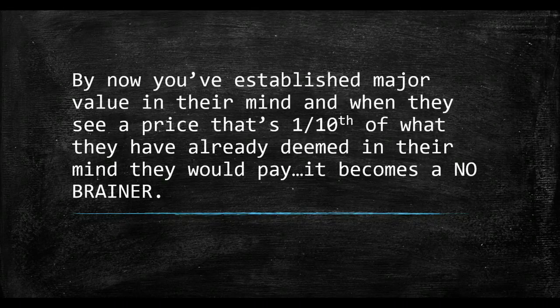So by now you've established major value in their mind, and when they see that the price is 1/10 of what they've already deemed in their mind that they would pay, it becomes a no-brainer. So when they've already seen, okay, this is worth $300, yeah, that's pretty right, I would pay 300 bucks, I could see how that would have cost me 300 bucks. Shoot, now I can get this for only 30 bucks, right?